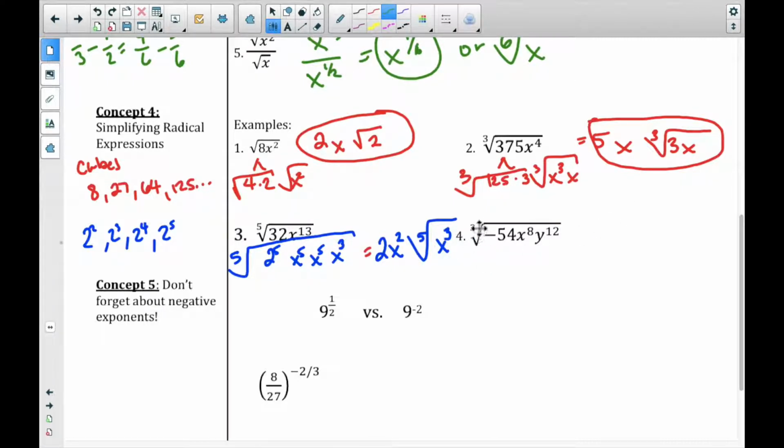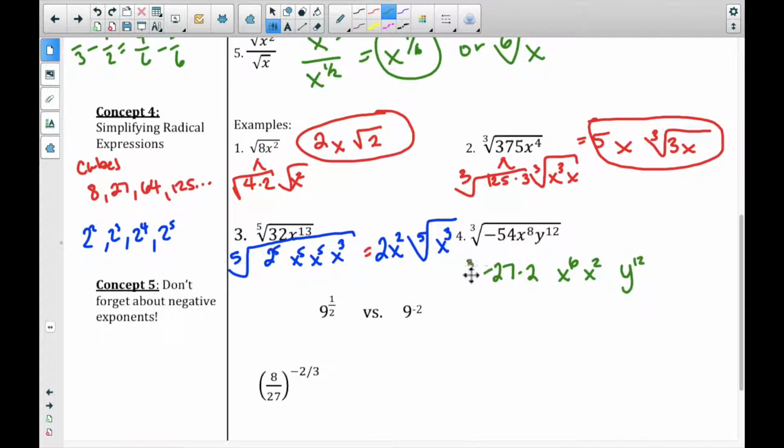All right, now we have a third root. So again, I need to think about my cubes. I've got my cubes over here. 27 is a perfect cube. And I could call it negative 27 because cubes can be negative. So I'm going to call this a negative 27 times 2. I have my third root. So I'm going to go with x to the 6th times x squared. And that one is just going to work out. So I'll just call that y to the 12th.